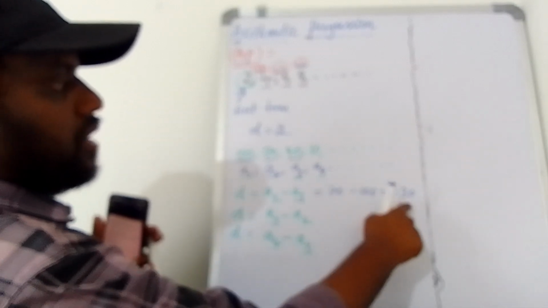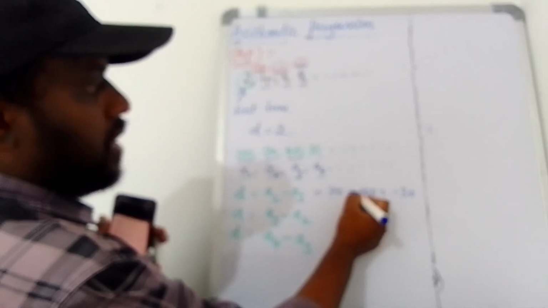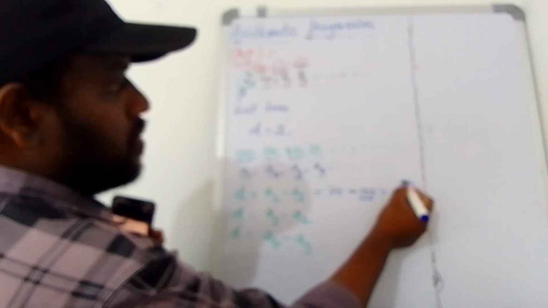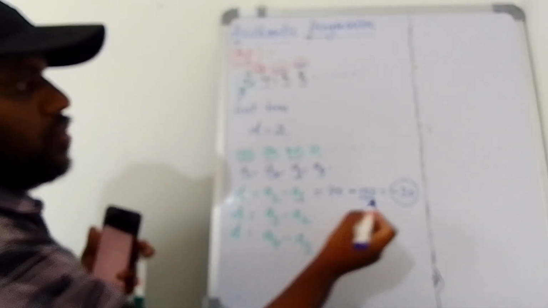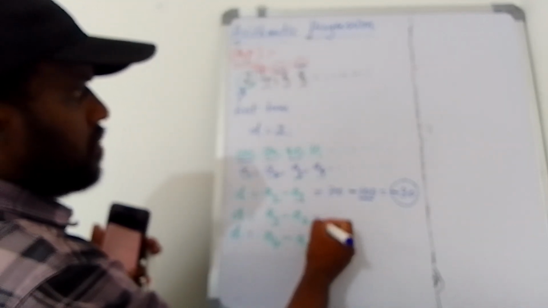100 minus 70 is 30, so in front of this bigger number, a negative sign is there. We will put minus 30. So minus 30 is the common difference. Here also we will get the same.